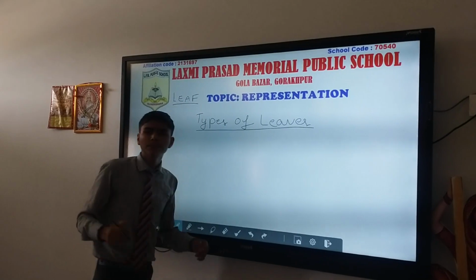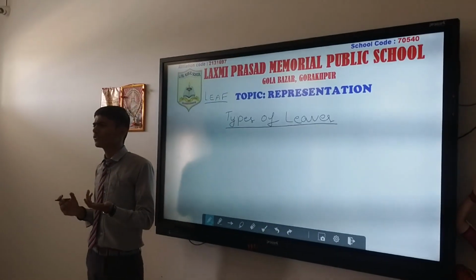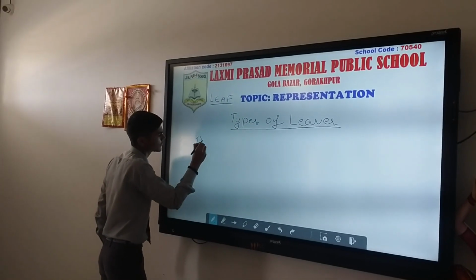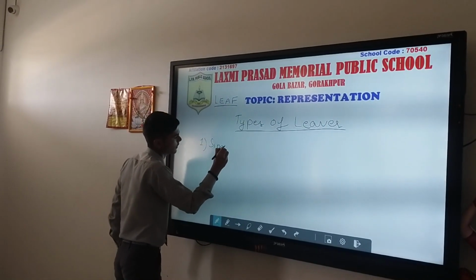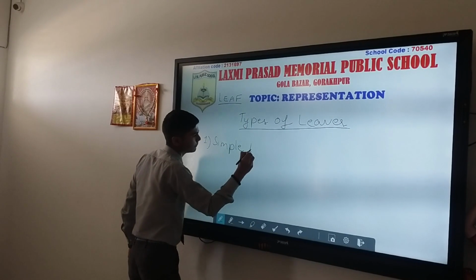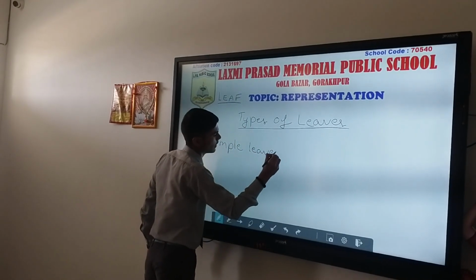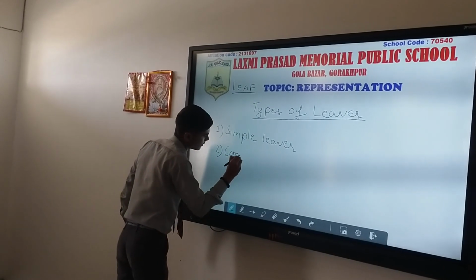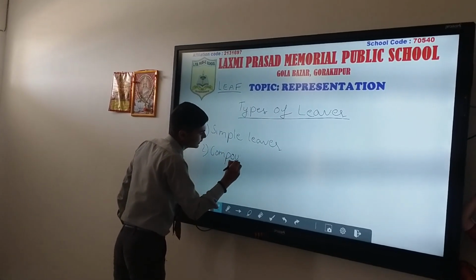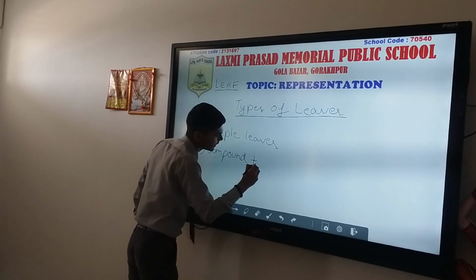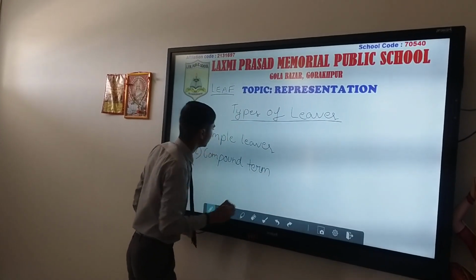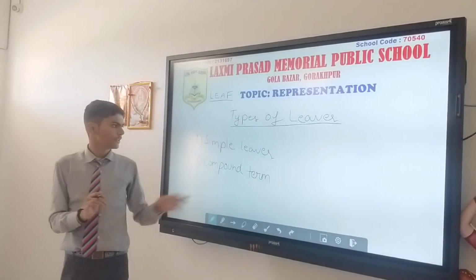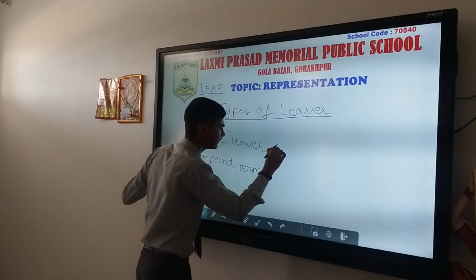When we talk about types of leaves, it does not depend on the color of leaves. Basically, there are two types of leaves. First one is simple leaves, and second one is compound leaves. These are not the terms of mathematics. You will think they are terms of mathematics because of simple and compound, but it is not a concept of mathematics.